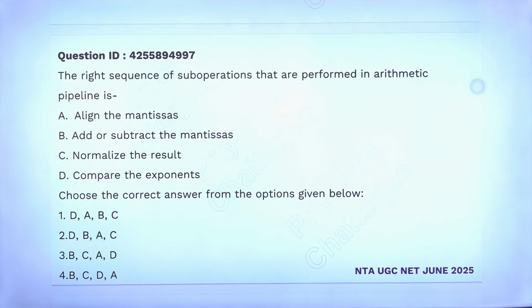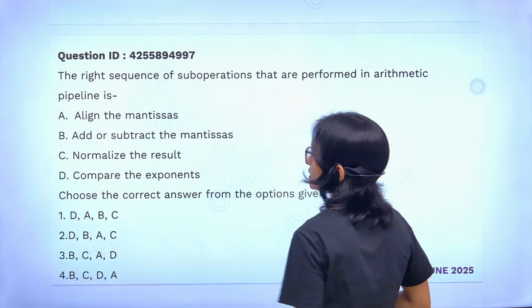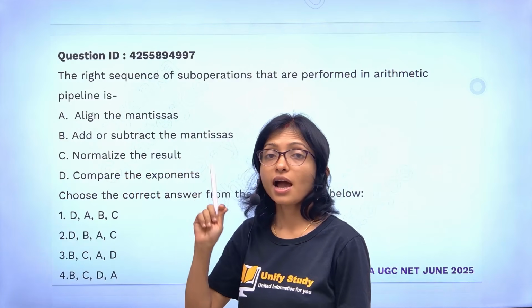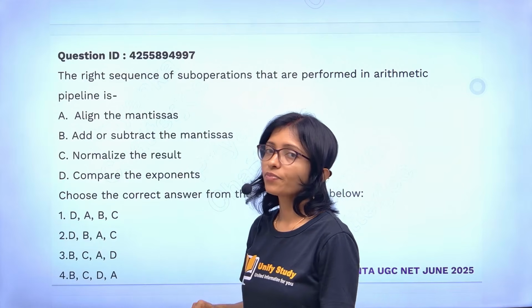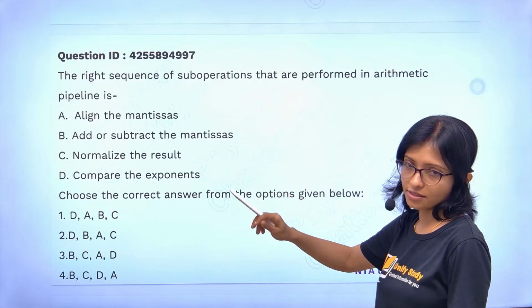What is the right sequence of sub operations that are performed in an arithmetic pipeline? This arithmetic pipeline is given as per floating point numbers, okay? Because as you can see here, normalize is there, mantissa is there. The normalized part, the mantissa part, we have done in IEEE format. IEEE floating point representation we have done. We have done this concept, right?